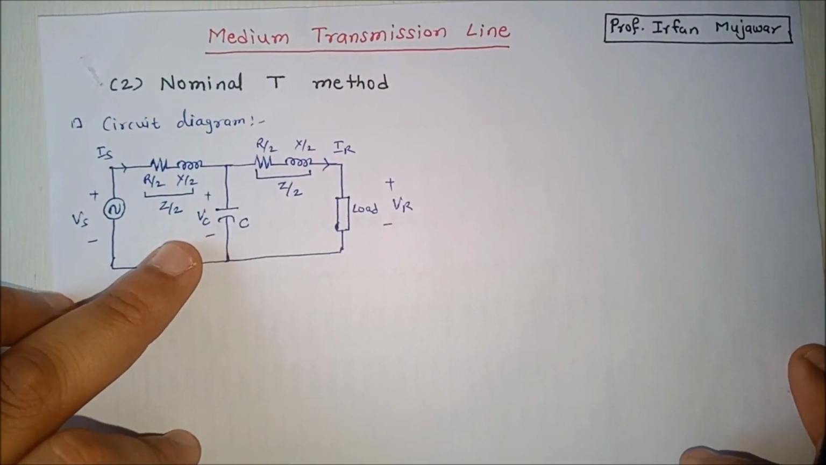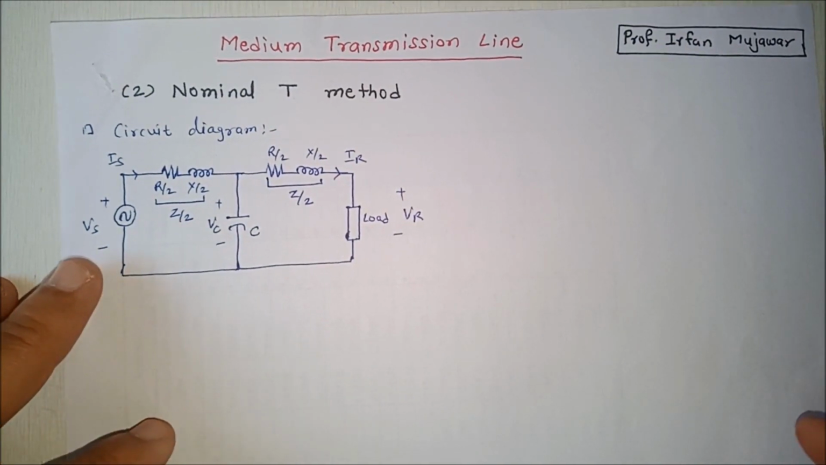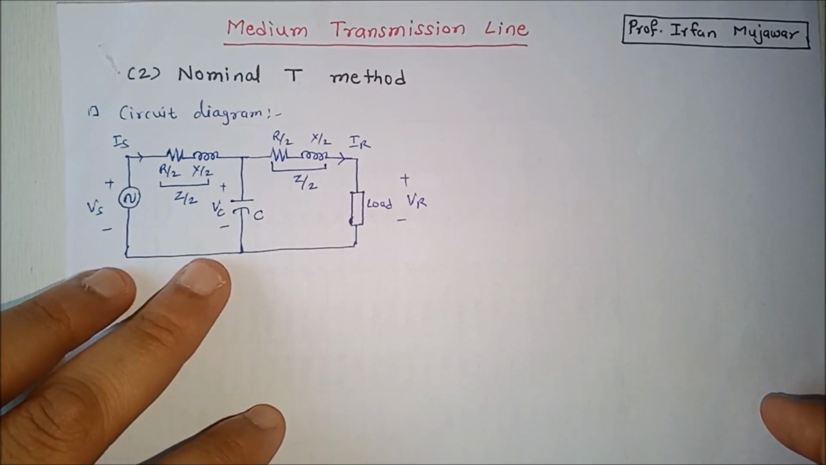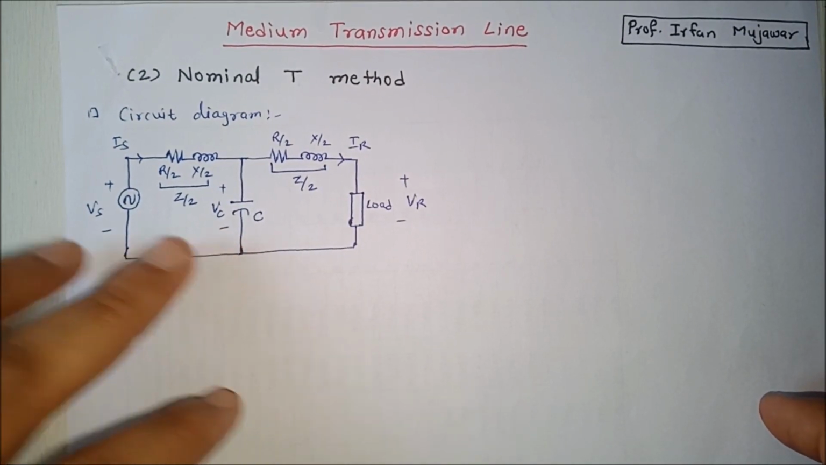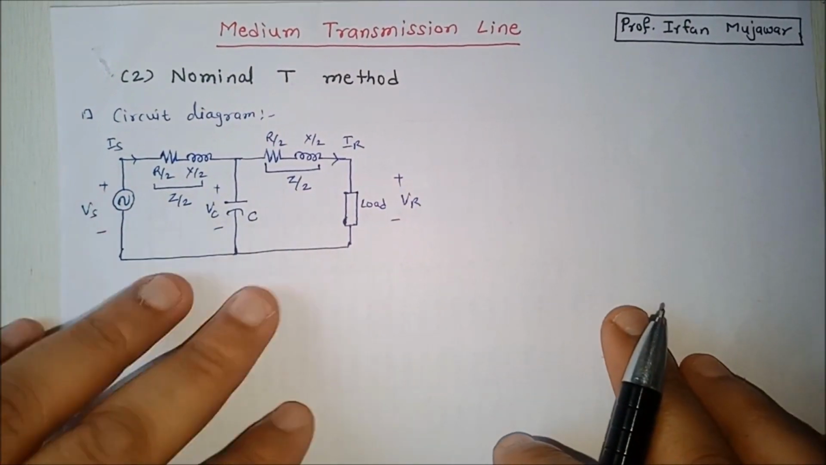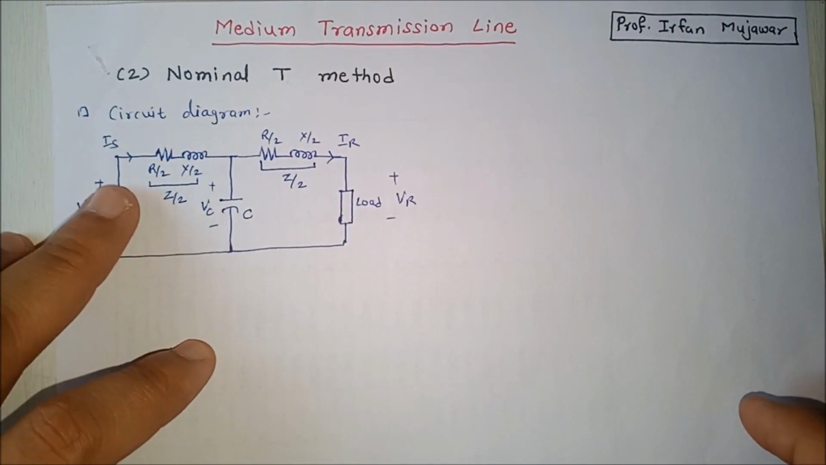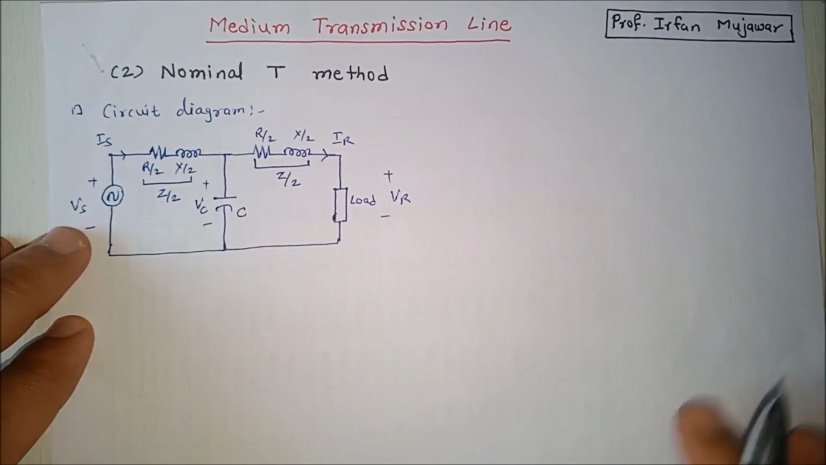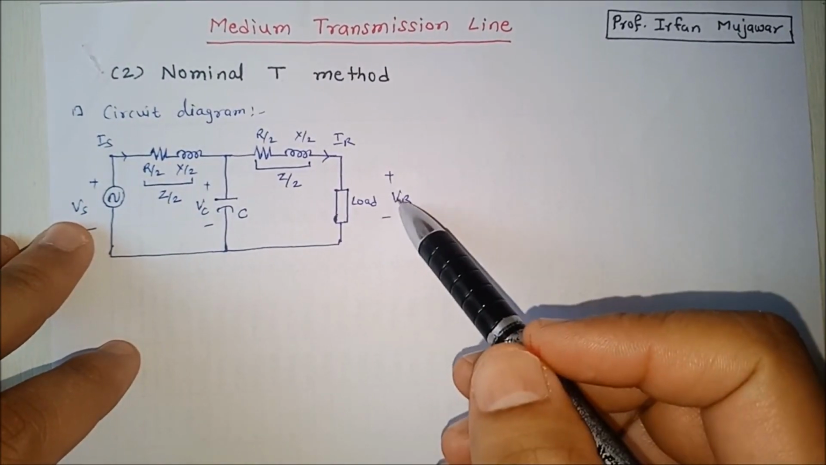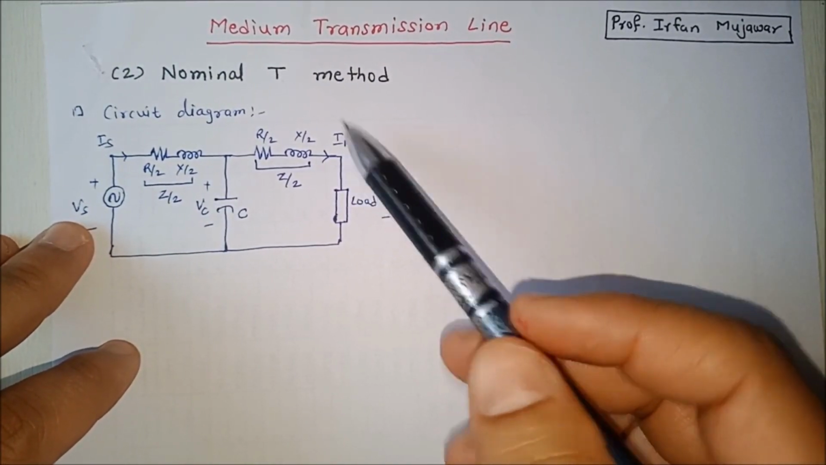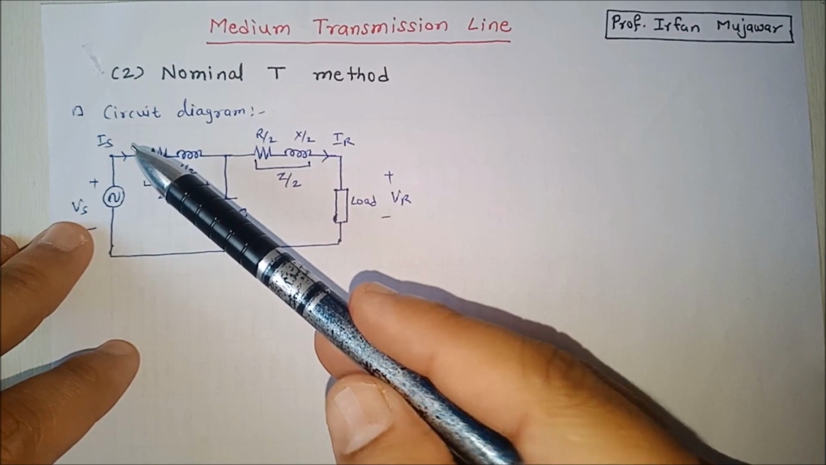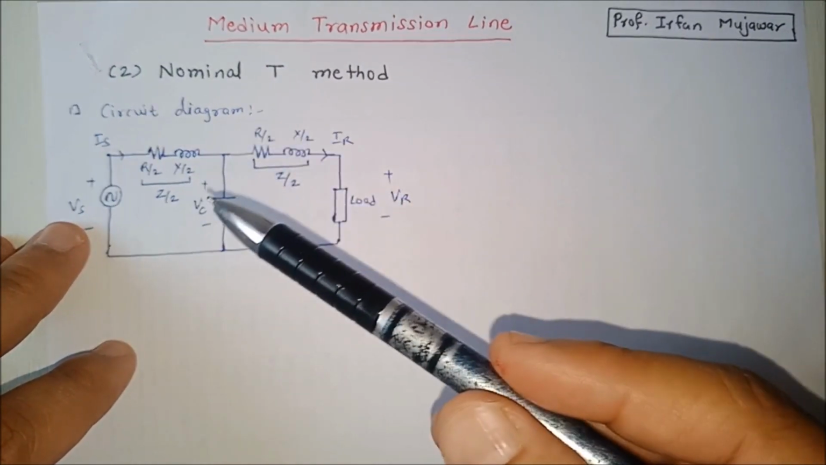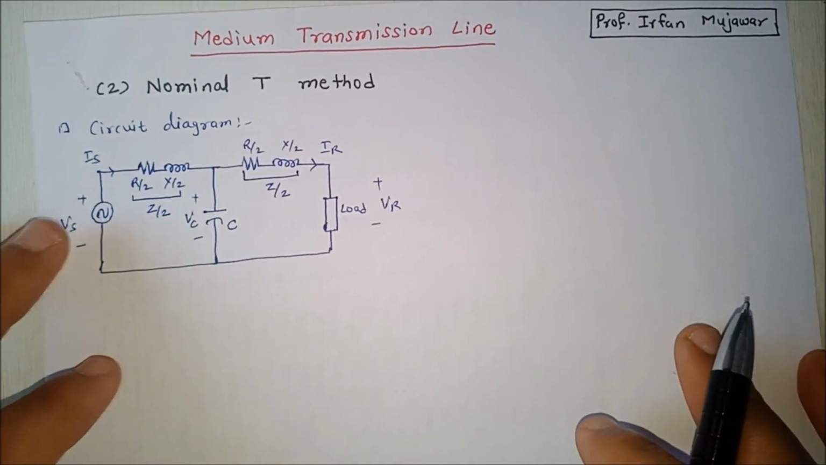Since the capacitor is assumed to be situated at the middle, this method is also known as the middle condenser method. So this is the circuit diagram. Per phase sending end voltage is Vs, per phase receiving end voltage is Vr, IR is the per phase receiving end current, Is is the per phase sending end current, and Vc is the per phase voltage across the capacitor. Resistances and reactances are per phase, that is for one conductor.